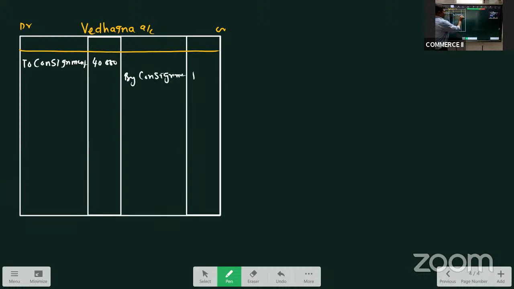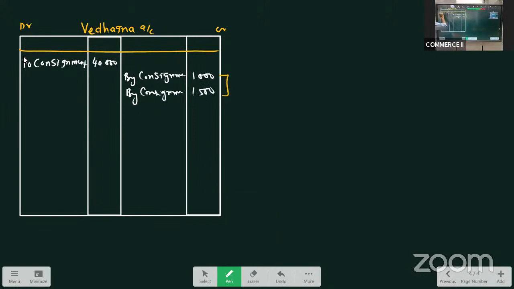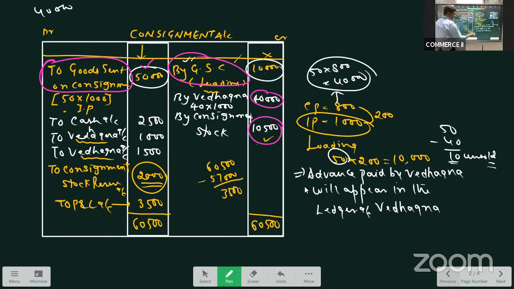Then again, consignment account: these are the expenses entry, 1,000. Again, by consignment, this is the commission payable entry. These two entries were on the debit side, and this was on the credit side of consignment account. And one entry, the advance entry, I'll write by bank. Vedagna has sent 25,000 rupees advance, which I said will appear only in Vedagna account. Here I gave a note for that. Advance paid by Vedagna will appear in Vedagna's ledger. It will not appear in consignment account. It will appear only in consignee's account. So now I have taken it in consignee account.